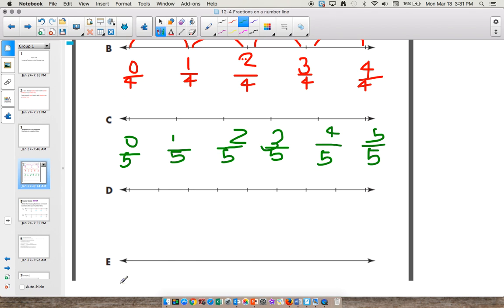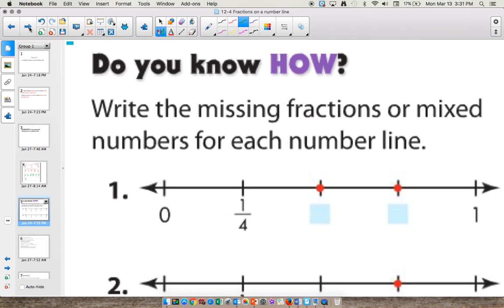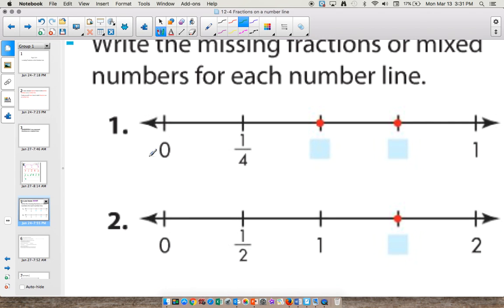And I'm not going to do this D for you, but I will tell you what it's divided into. Go ahead and count how many sections D has. I hope you said 8 because 8 will be the denominator for D, but I'm not going to spend the time for that. Next is, do you know how? Write the missing fraction or mixed numbers for each number line. So we're just going to do 2 today, okay?